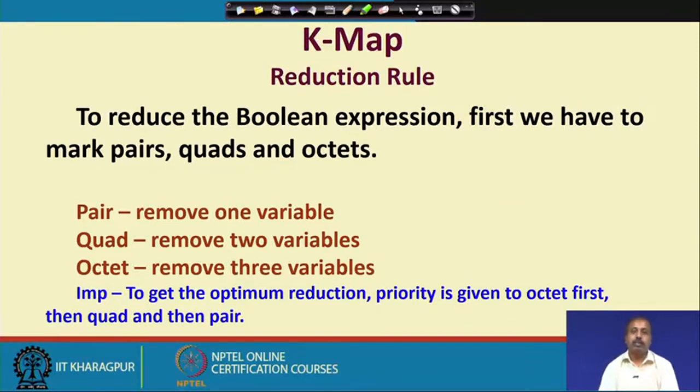So, if the original function was a 4 variable function and you take a pair, you will get a 3 variable term out of that. Whereas if you can make a quad, 2 variables will change their polarity, one in the row direction, another in the column direction. That way you can remove 2 variables. And if you can make an octet, you can remove 3 variables, because in an octet of a 4 variable function, 3 variables will change their polarity and only one variable will remain unaltered. That way you can do the grouping.